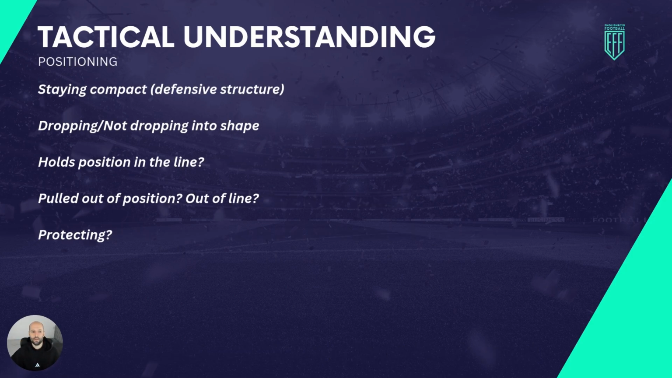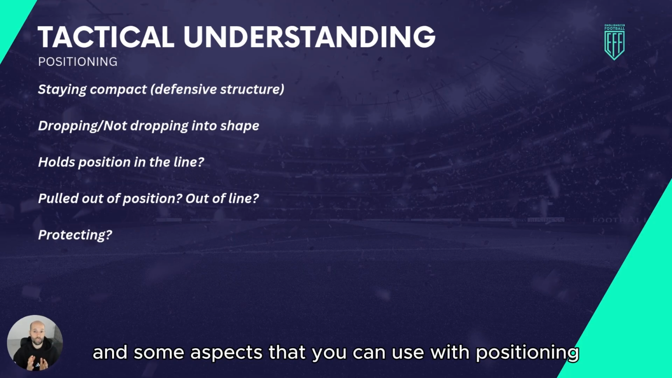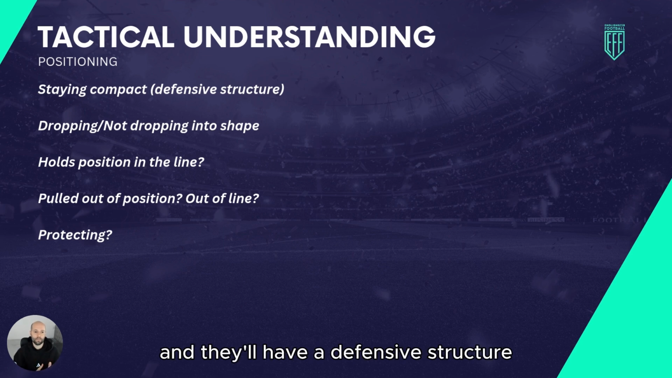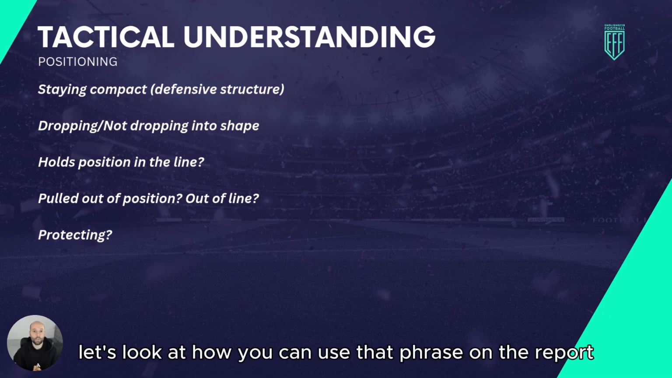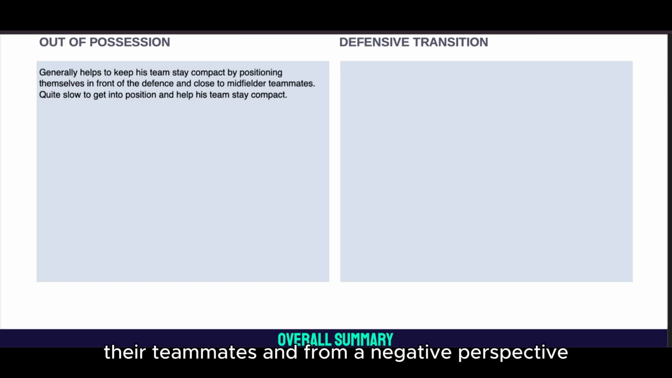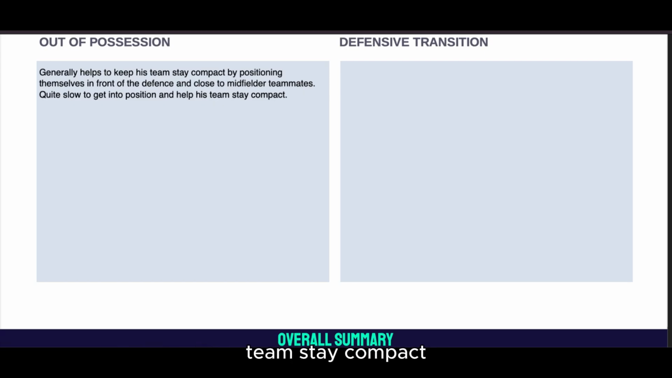So the next one, we're going to focus on some phrases and some aspects that you can use with positioning. So the first one we want to know is, are they staying compact? A defense will drop into shape and they'll have a defensive structure. Is the player staying compact? Let's look at how you can use that phrase on the report. So from a positive perspective, you could say the player generally helps to keep his team stay compact by positioning themselves in front of the defence and close to midfielder teammates. And from a negative perspective, they're quite slow to get into position and help his team stay compact.